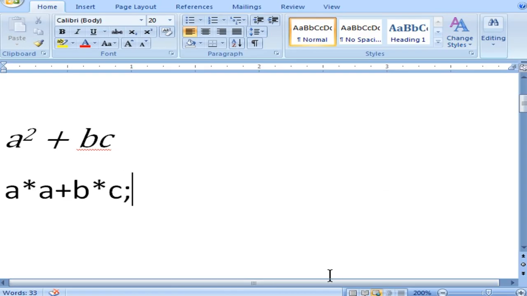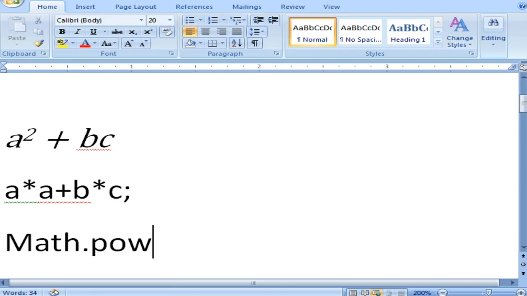The same thing can be written using a mathematical function. That is a professional way of writing. So here, Math.pow. With the pow function, you will find the power of the given argument. The argument is a, and then the power is 2. So a square, and then plus the remaining term, b into c. Now semicolon. This is how you will write the Java statement for the mathematical expression.